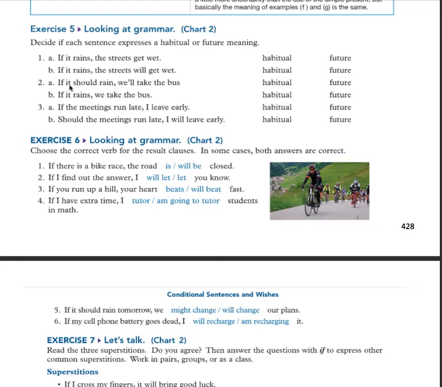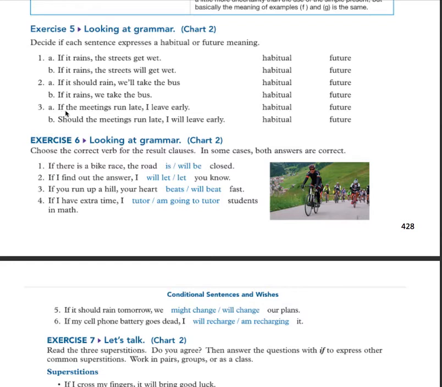Number 2A. If it should rain, we'll take the bus. Okay, we will take the bus. This is going to be future. B, if it rains, we take the bus. Here, simple present, simple form, habitual. This is what you do every time it rains, you take the bus.